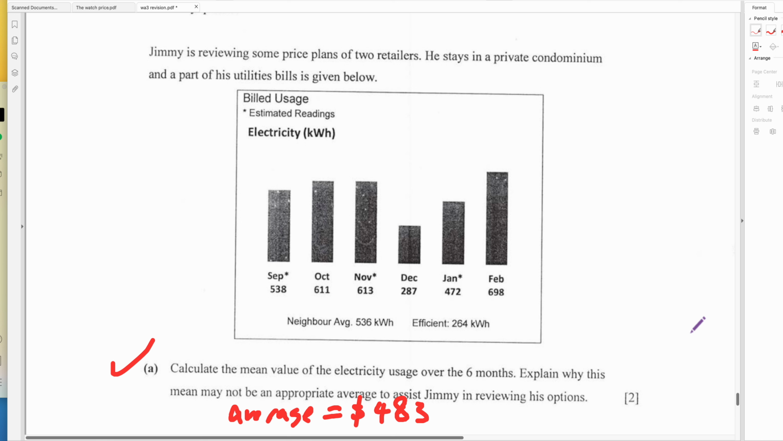You try to explain with the graph of it? The difference between the electricity used in the month is a lot. Because, can you sometimes use an example? Sometimes it's like in November it's 613, then suddenly in December it dropped to 287. So it is not very stabilized. So basically, I think, yeah, you should think along this line.